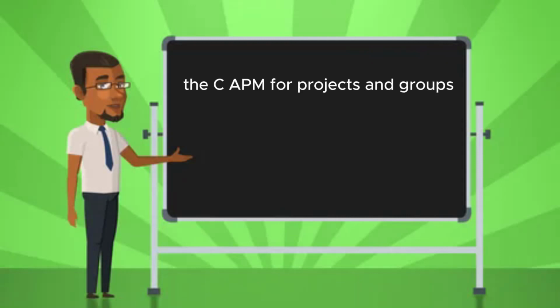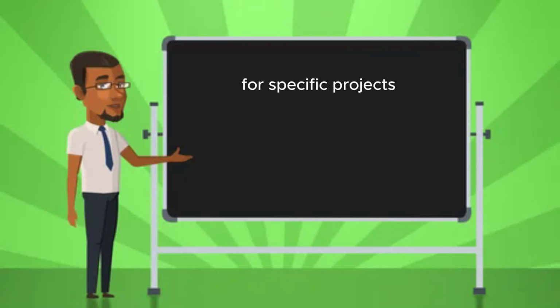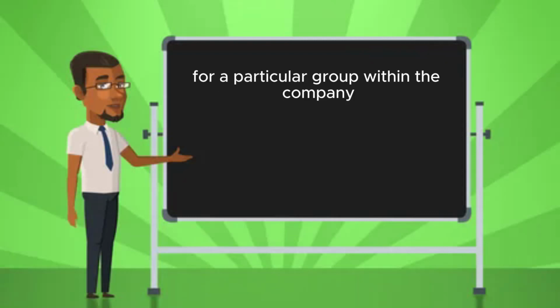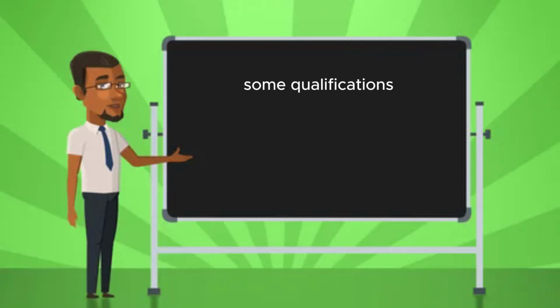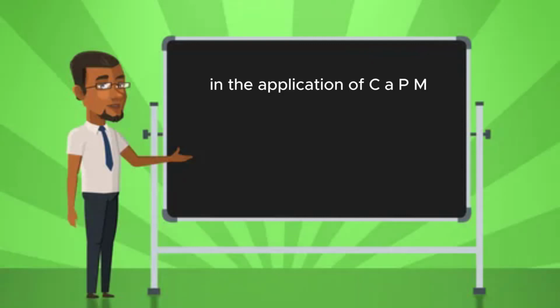The CAPM for projects and groups. Capital asset pricing model, approach to project selection, using a model to guide the required rate of return for specific projects. Group-specific required return, determining the needed return for a particular group within the company. Some qualifications, acknowledging certain conditions or exceptions in the application of CAPM.